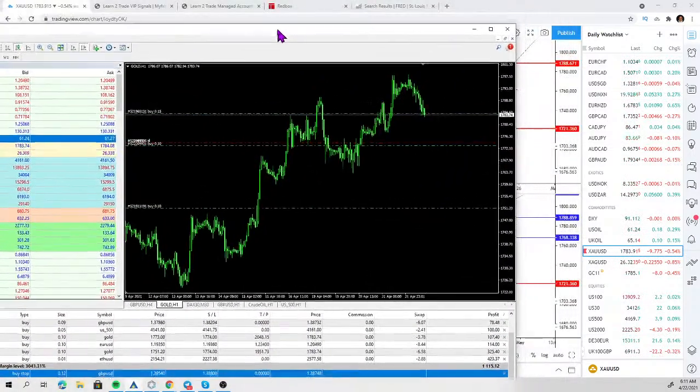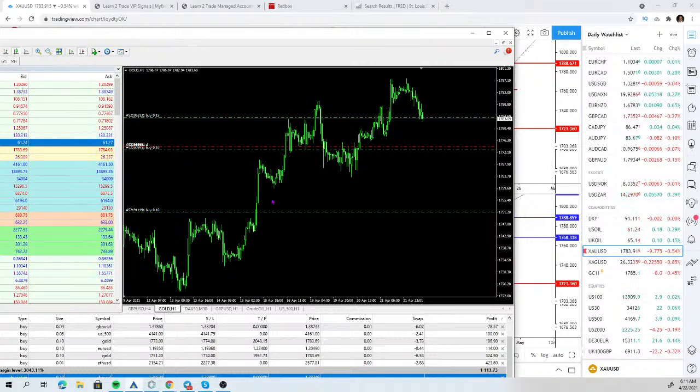We are pretty long gold. We bought here, we bought here, we bought here. Our stops are here. We are pretty much bullish on gold.